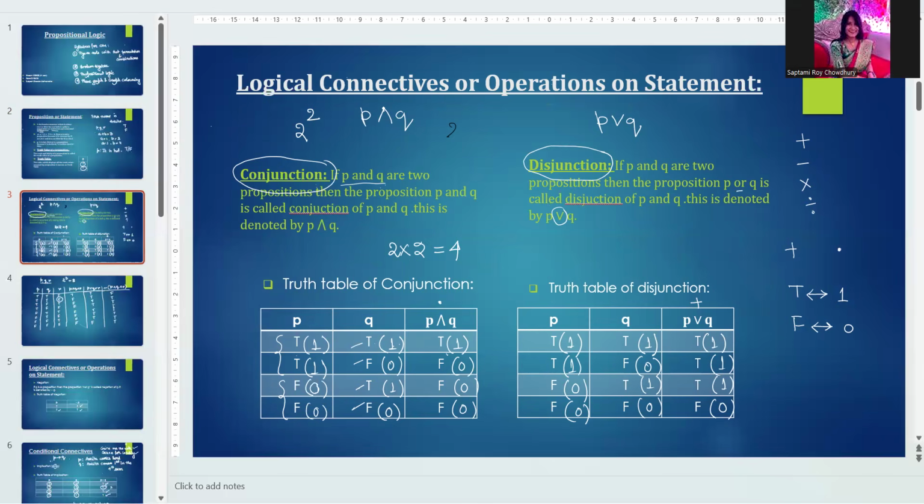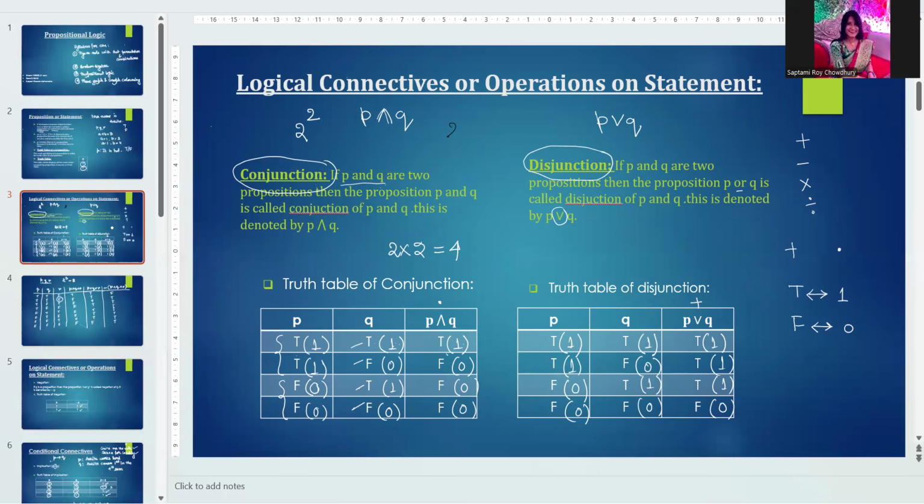This is the sign of conjunction, and this is the sign of disjunction. Look at the truth table of conjunction. If both are 1, then the result is 1. And if any one of the values is true, then it is true for the disjunction. So it looks similar to intersection and union, AND and OR.